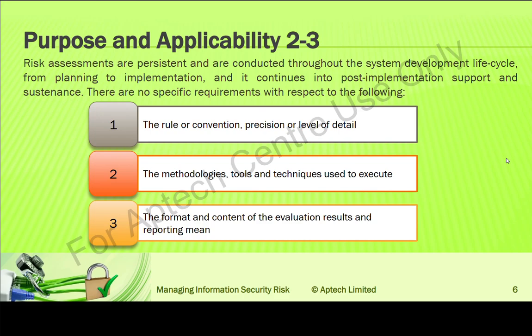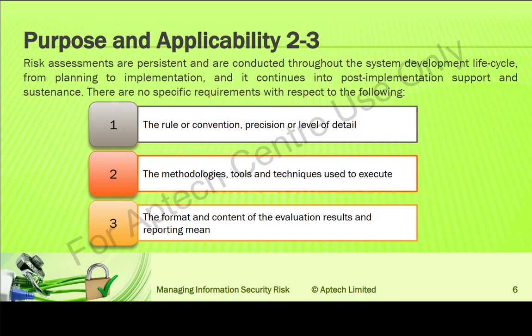Risk assessments are persistent and are conducted throughout the system development life cycle, from planning to implementation, and it continues into post-implementation support. When we are talking of risk assessment, it's continual, from the identification to planning to implementation till we get to post-implementation. So it is a continuous thing that we have to keep on doing with the risk assessment.